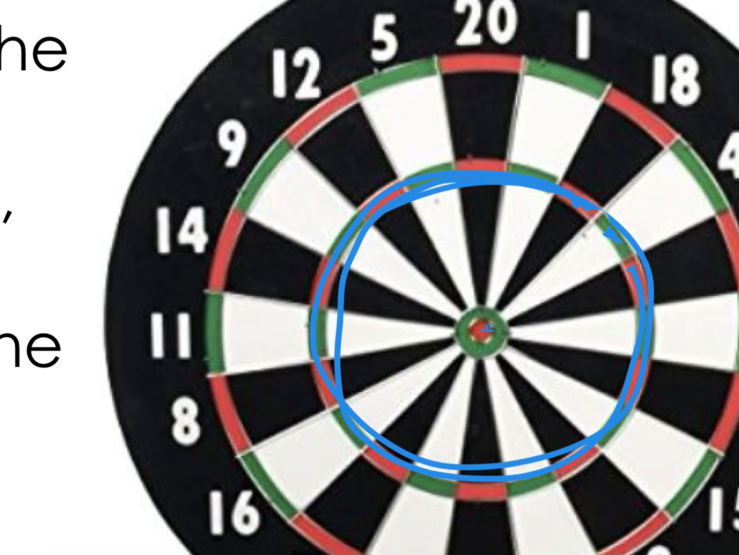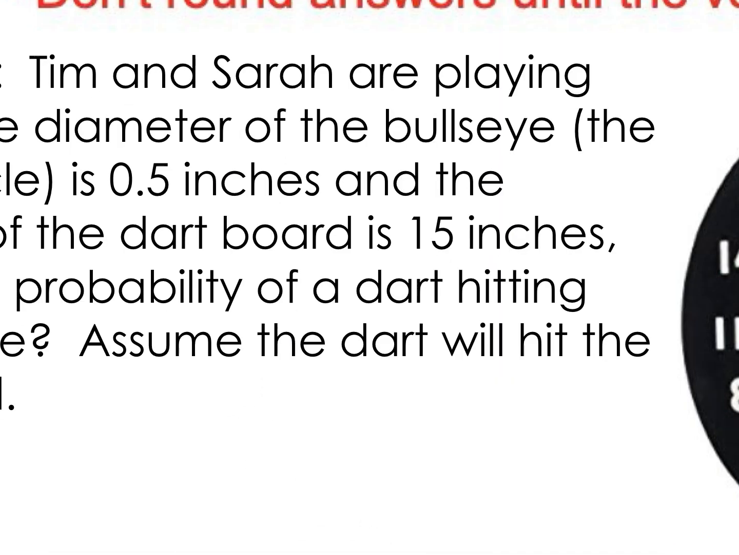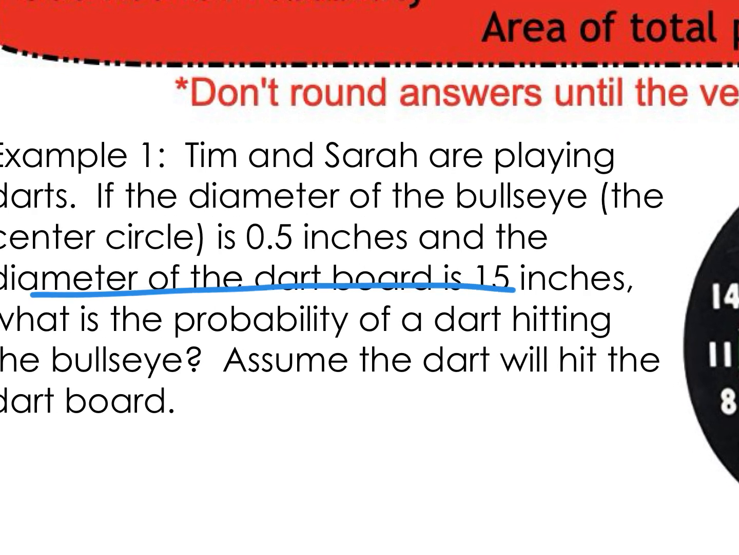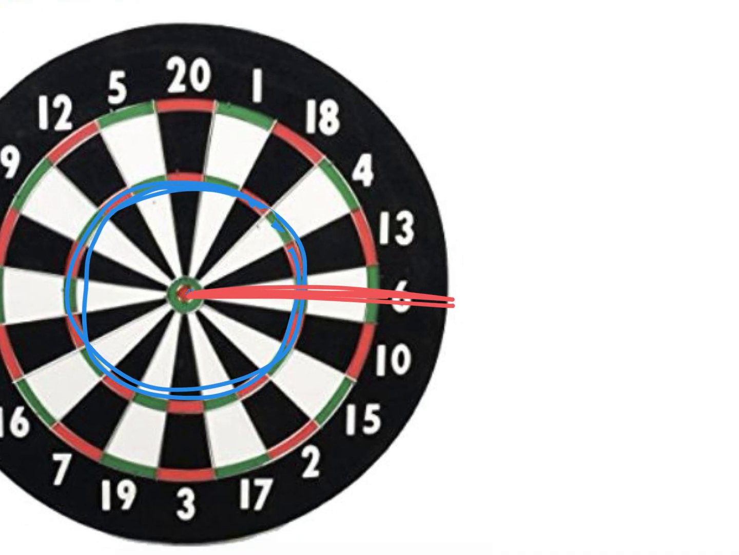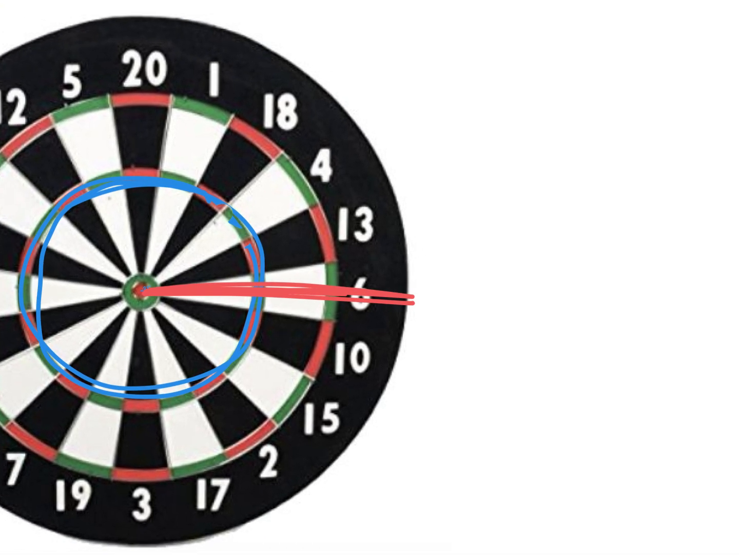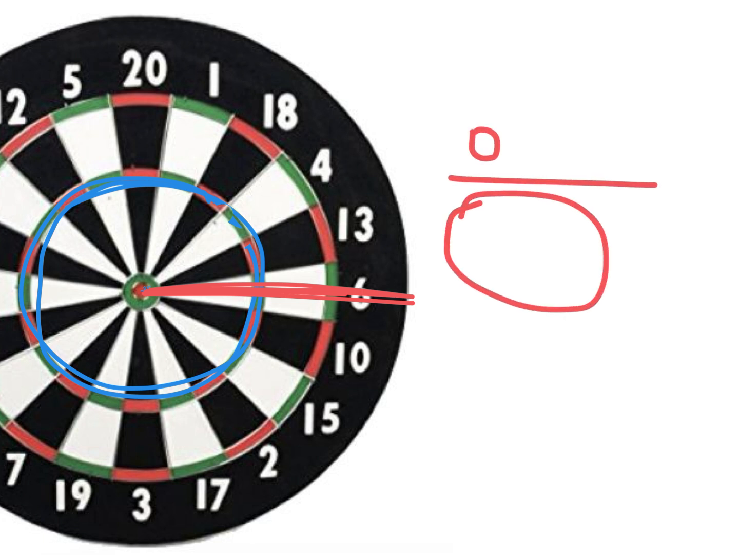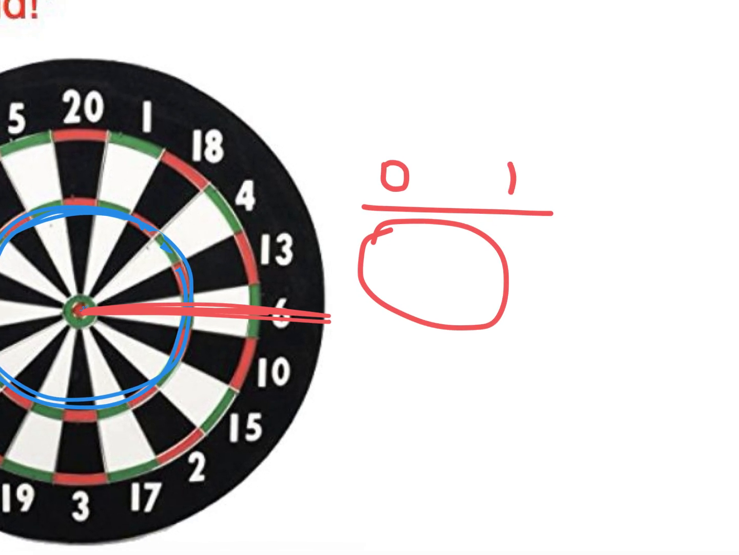Always go with radiuses because then it's easy. It works with the formula better. And the diameter of the whole dartboard is 15 inches. So that means like from here to here is 15 inches. Well, then we can do pi r squared and say what we want is that little area over what's possible is the huge area. And the area of the little circle would be pi r squared, but we know r. R was 0.25 or 1/4 inch.